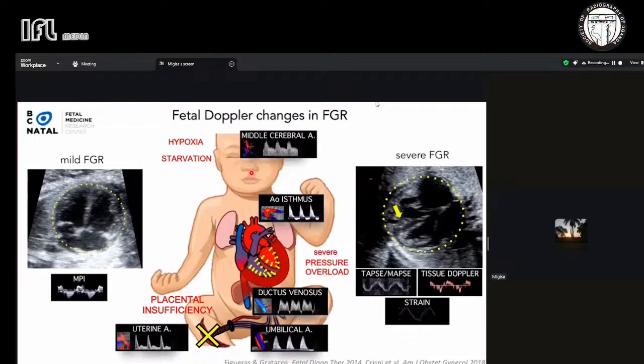This is just an image summarizing a bit about fetal growth restriction, the middle cerebral artery I've been talking about. This is how an abnormal waveform looks. Naomi talked about absent end-diastole. Chris has talked about notching in the uterine artery. And also, of course, because of the increased cardiac output and the heart overworking, there are changes that occur within the heart.